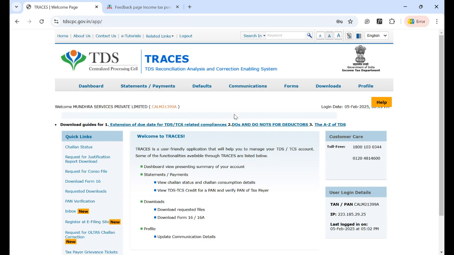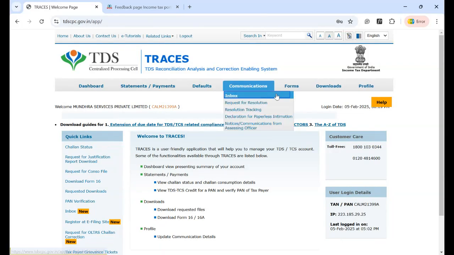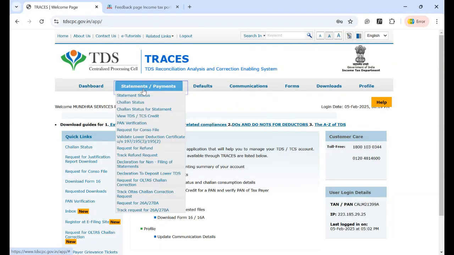How to do this one? Say these are the options where we can work. Statement status. Suppose earlier I have furnished any return. If you want to check whether the return is accepted by the department or not, the status of that TDS return statement, then you are required to click over here.